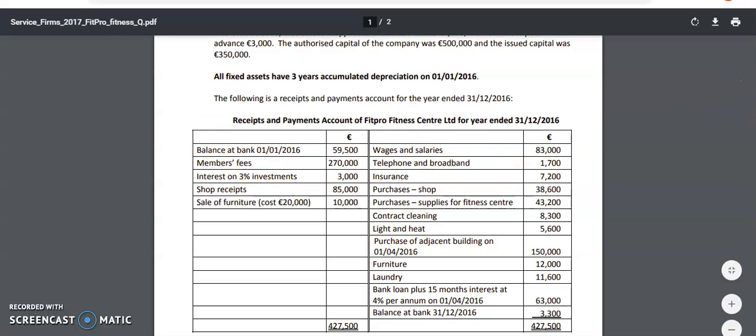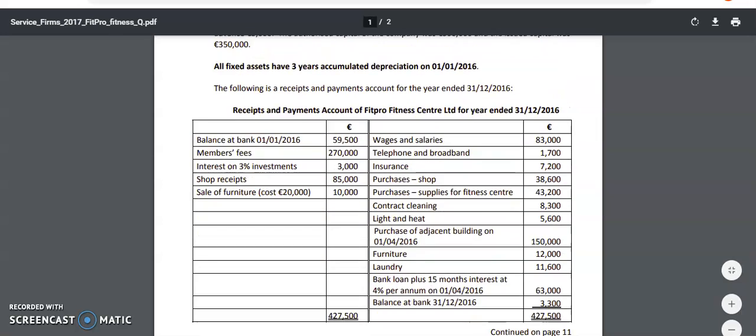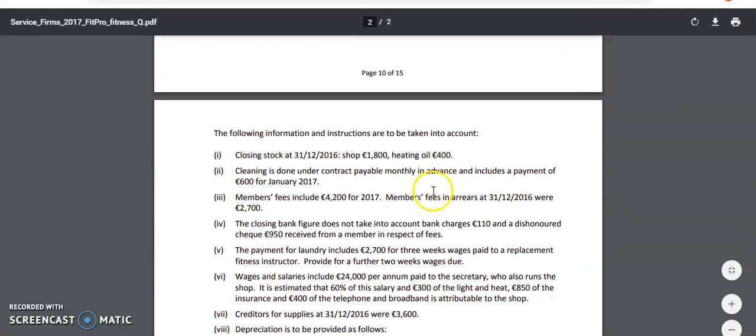There's going to be an adjustment on that based on anything from the start. So we're going to look at the start, see if any members gave us anything in advance. So see here, member fees paid in advance, 3,000. That's going to be used as part of the adjustment. Then have a look at the answer.